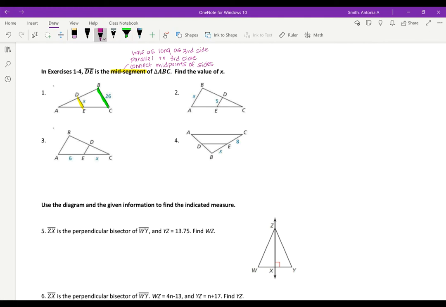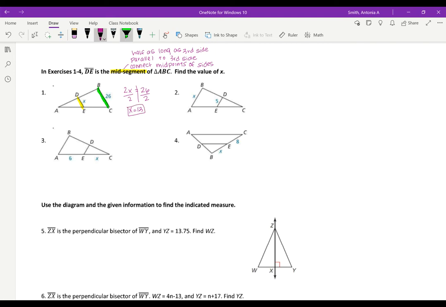Okay? So if I wrote that as an equation, I would say that 2 times x is going to equal 26. It's going to take 2 x's to equal 26 because it's only half as big. Okay, so it's going to take 2 of them to get all the way up to 26. So now I can solve for x. If I divide both sides by 2, x equals 13.